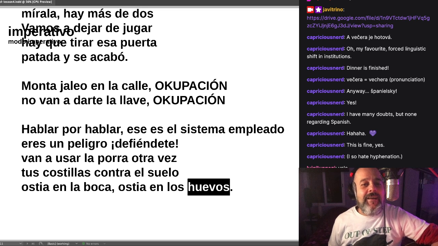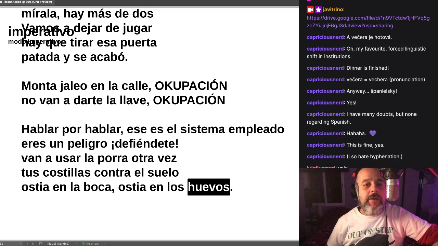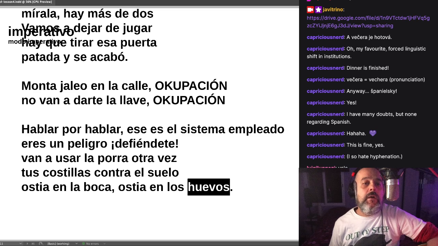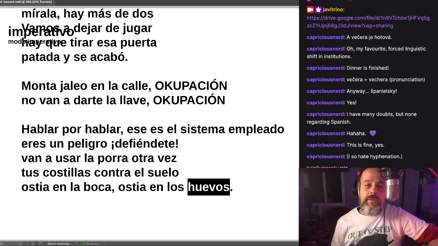So, yeah. Hablar por hablar. Ese es el sistema empleado. Es un peligro, defiéndete. Oh, van a usar la porra otra vez. Tus costillas contra el suelo. Hostia en la boca, hostia en los huevos. Oh, and then we go back to monta jaleo en la calle.